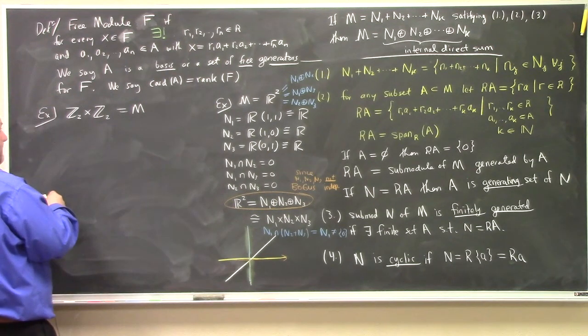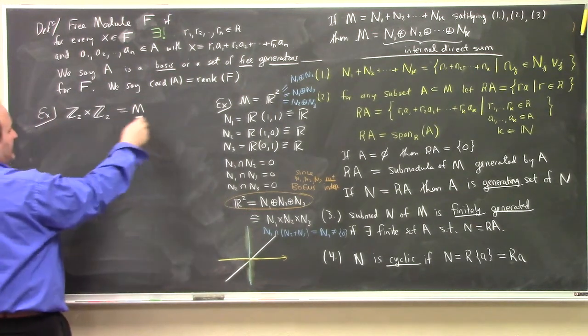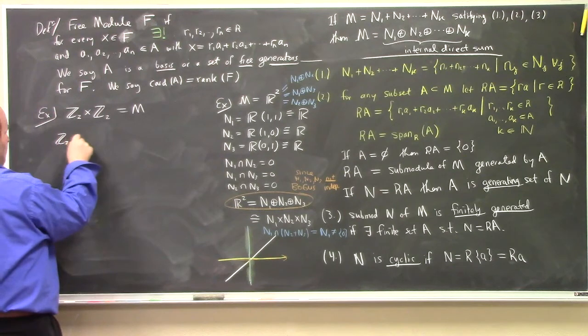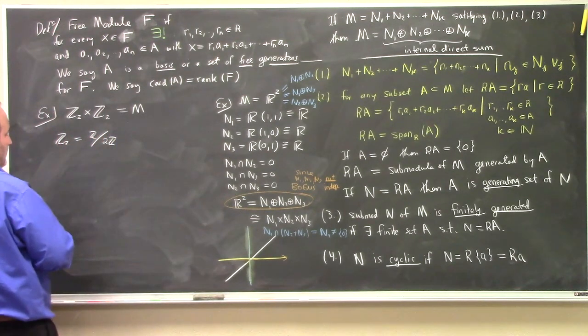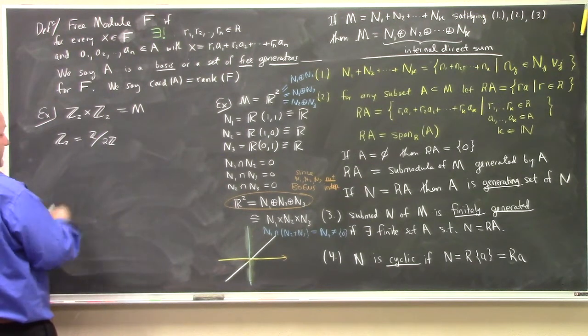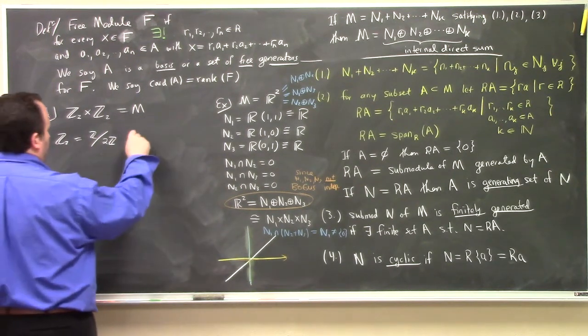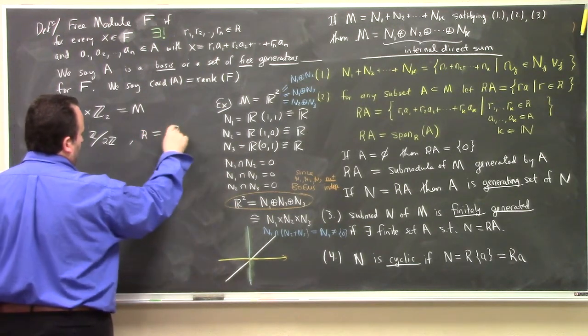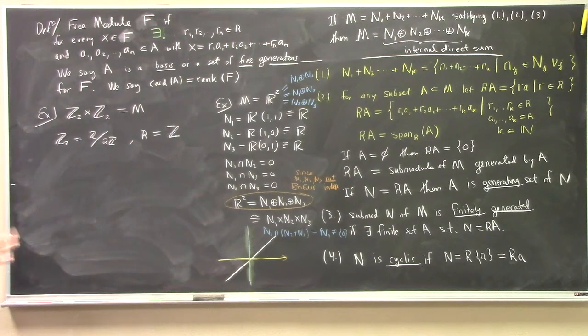It was Z over 2Z. I don't know if that's the same. Yeah, Z. That's it. Okay, good. So what was the ring for this module? Z. Okay, and remember, we can make any module a Z-module, right? That's always available. So why is Z2 cross Z2 not a free module over Z?